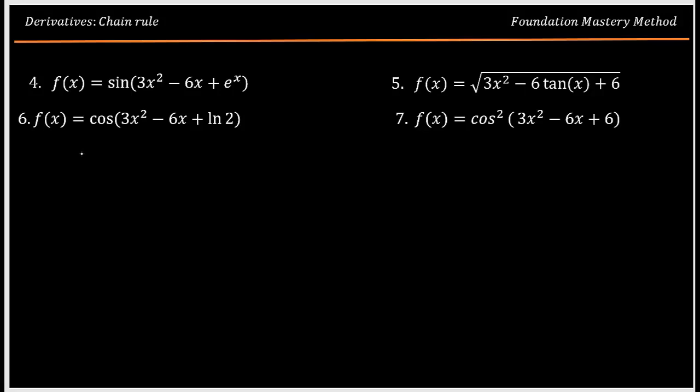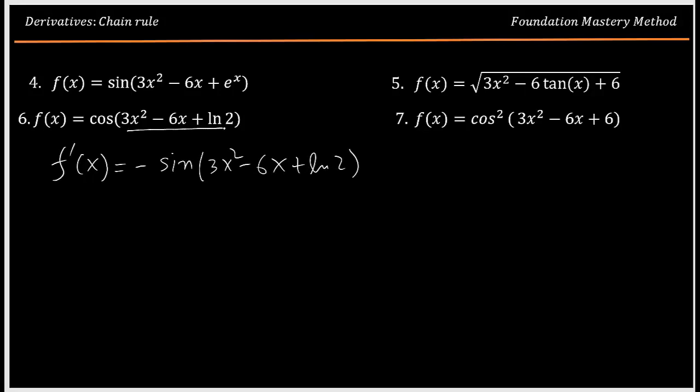So we are taking number 6. So this function is cosine 3x squared minus 6x plus natural log of 2. Remember, natural log of 2 is a constant. So then the derivative will be f prime x is negative sine 3x squared minus 6x plus natural log of 2, and then the inner one will give me 6x minus 6, and we are done for number 6.